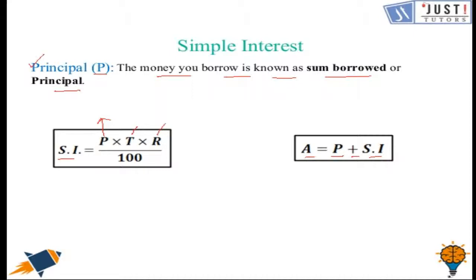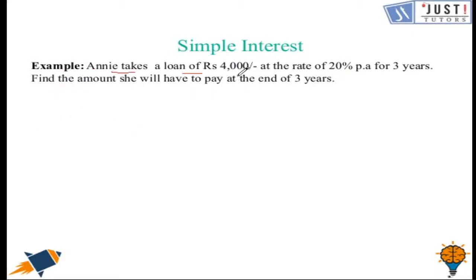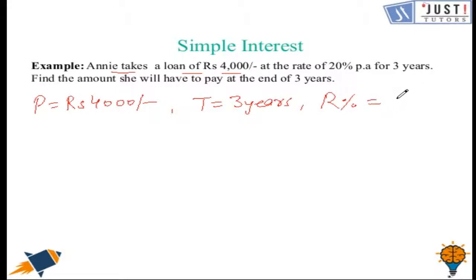Let's have an example here. Annie takes a loan of rupees 4,000 at the rate of 20% per annum for 3 years. Find the amount she will have to pay at the end of 3 years. So here the amount she borrowed is rupees 4,000. So the principal will be rupees 4,000. Time is 3 years, and rate percent, so we write it like this, 20%. So let's work out quickly.